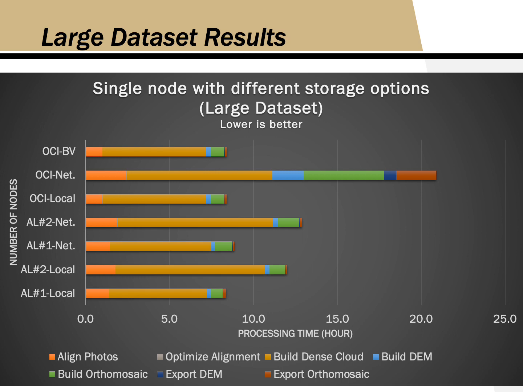One thing I would like to comment on in this slide is the performance comparison between local storage and network storage within AgriLife and OCI. As you can see from the graph, OCI with the local storage option and OCI with the block storage option perform almost identically, while AgriLife with local storage always performs better than AgriLife with the network storage option.